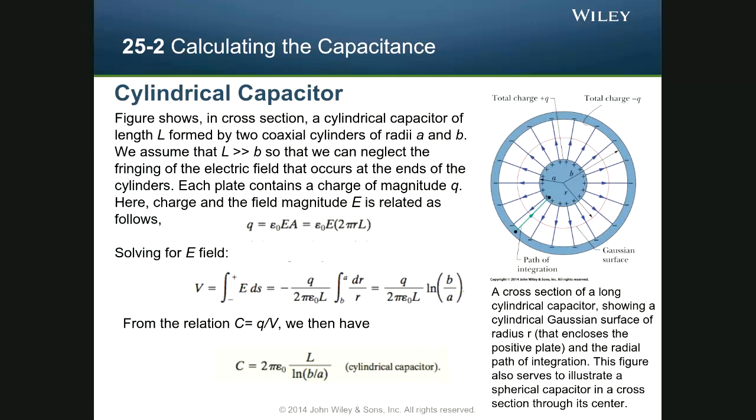For the cylindrical capacitor, B and A are these radii, right? You're integrating between A and B. So the length of the cylinder is L, and you have the inner radius and the outer radius. So your capacitance, again, depends on the actual physical properties of your capacitor. And you'll note it's the same thing as we move forward.